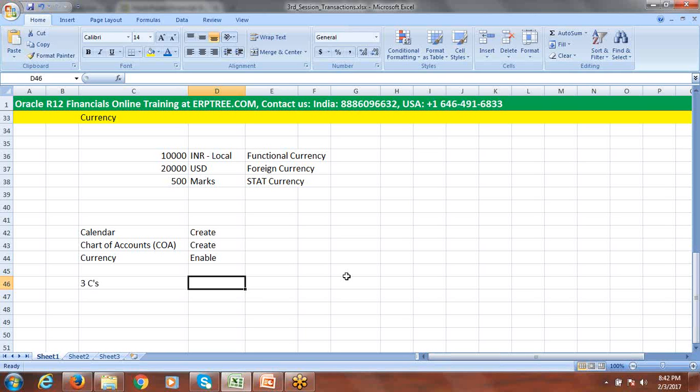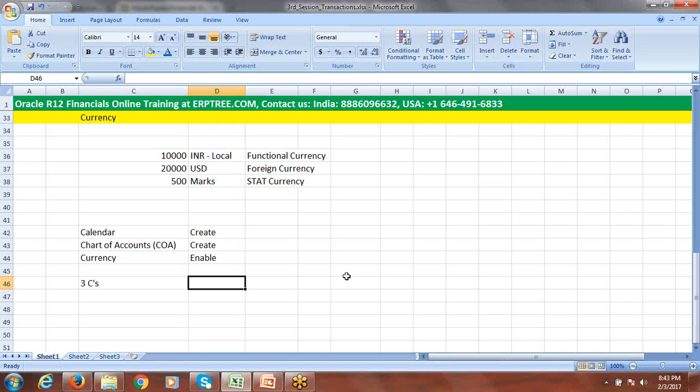Now I simplified the definition. So what do you mean by three C's? Calendar, currency, chart of accounts we call as three C's. How to create the transaction? By using the three C's.